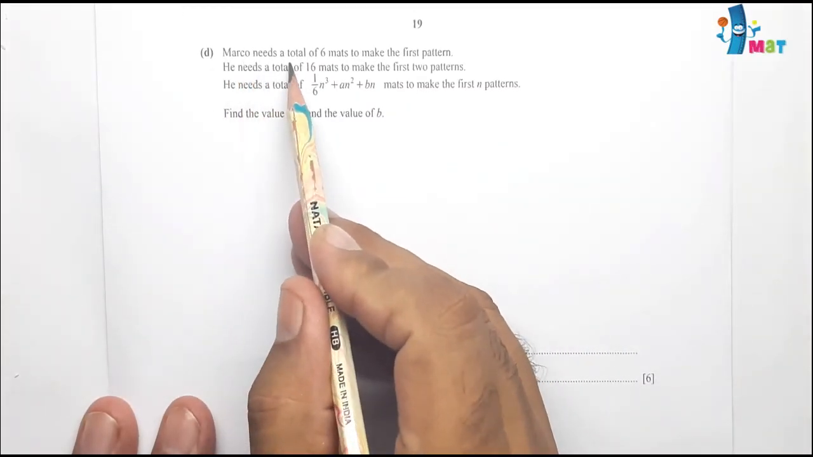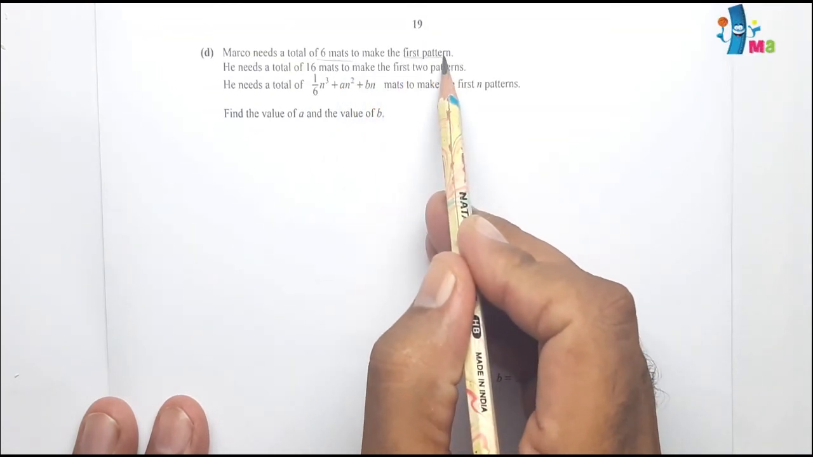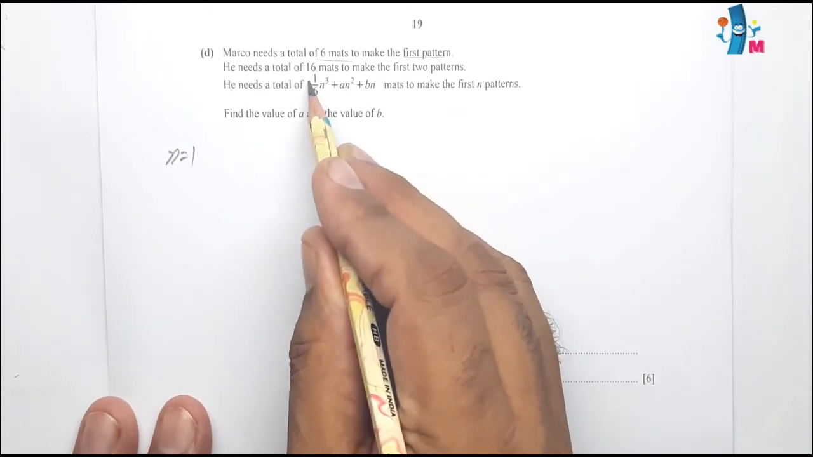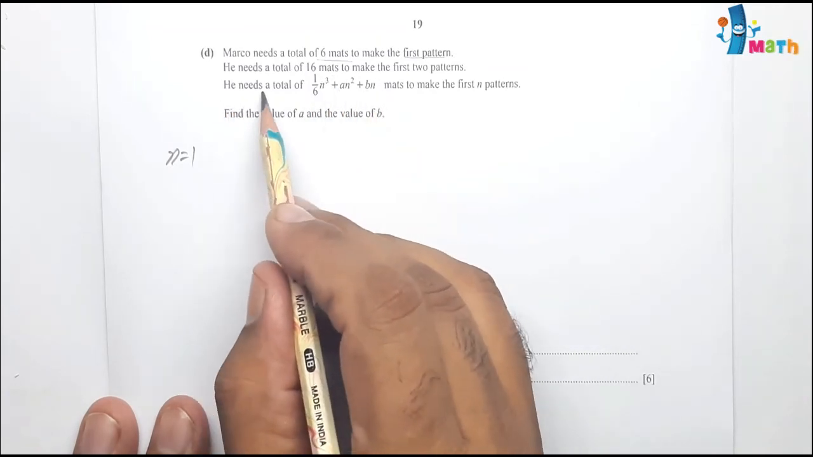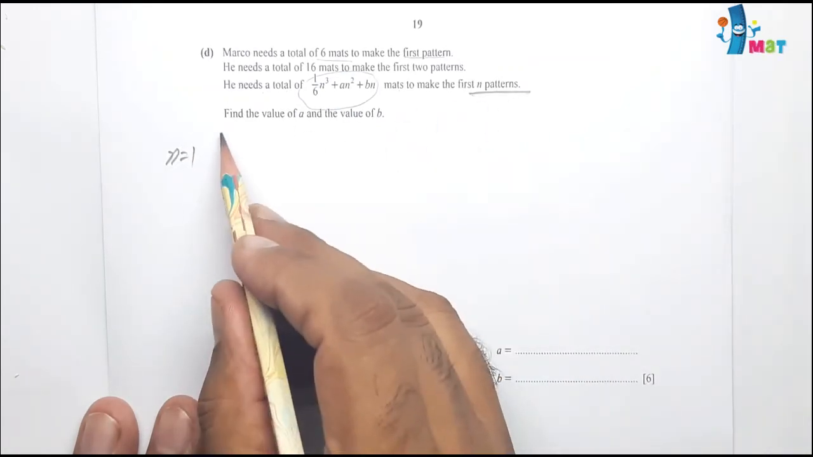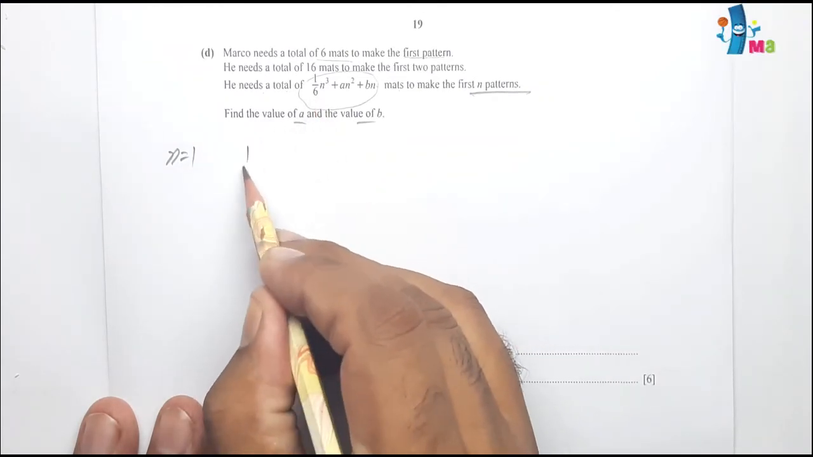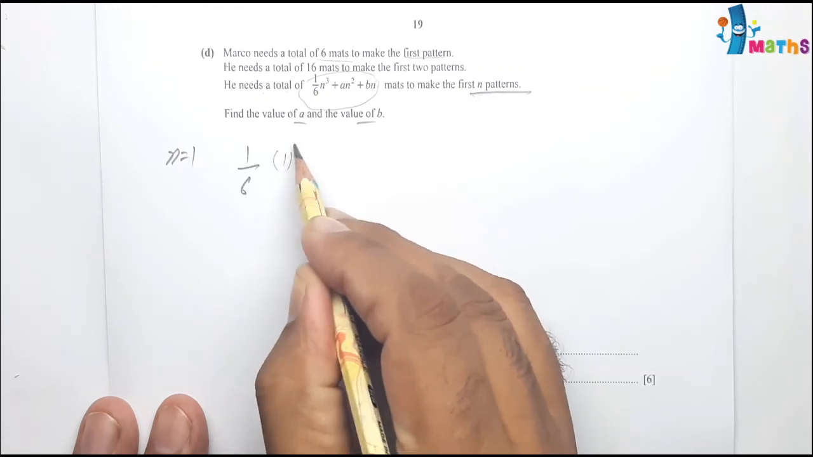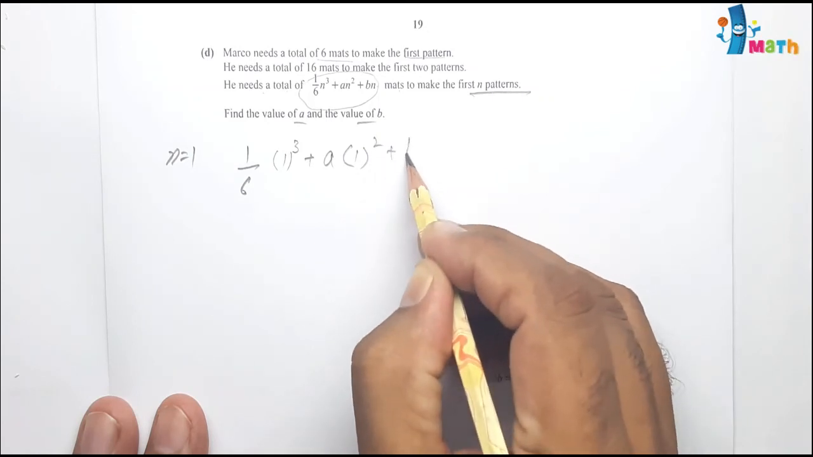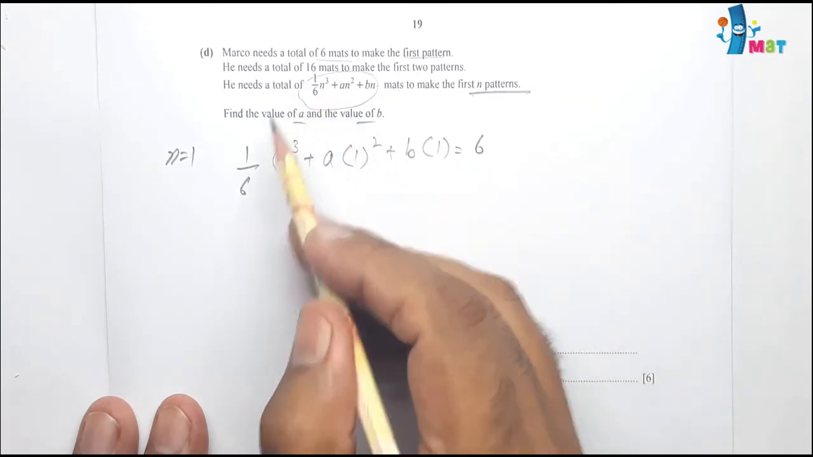D part, Marco needs a total of 6 mats to make the first pattern. So for n is equal to 1, we can replace in this given equation. He needs a total of this many mats to make the first pattern. Find the value of a and b. Basically, a and b values we require. For n is equal to 1, we will place in this equation. We will get 1 by 6 into 1 cube plus a into 1 squared plus b into 1, which is equal to 6. This is given over here.